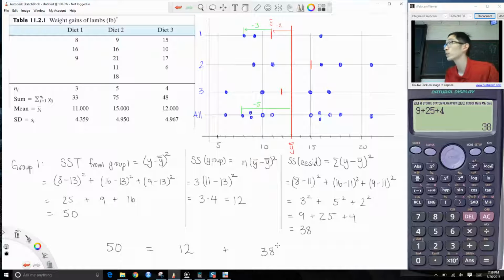So we've broken out the total sum of squares into these subcomponents: the sum of squares due to the fact that the group is different from the grand mean, and the fact that individuals are different from their own group mean. And so it worked for group 1, it's going to work for group 2, and it's going to work for group 3, and we would have a total sum of squares that's due to the sum of squares group and the sum of squares residuals.